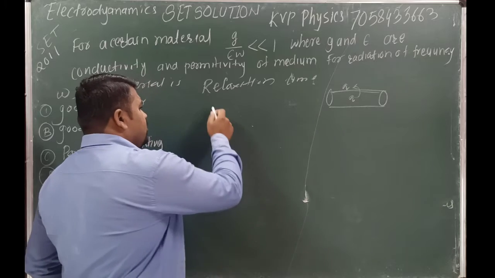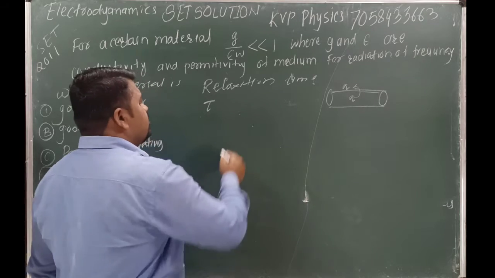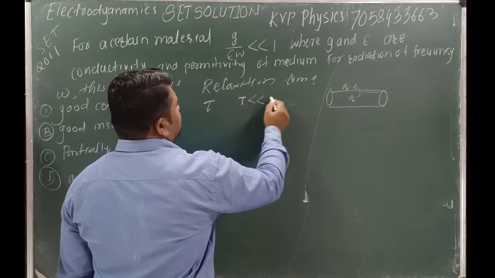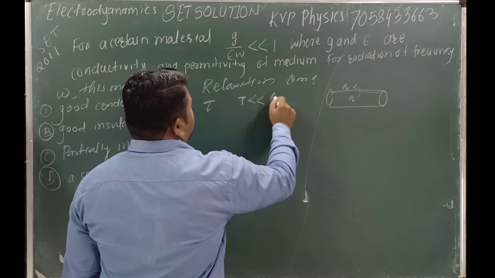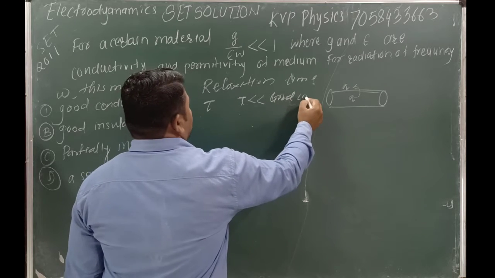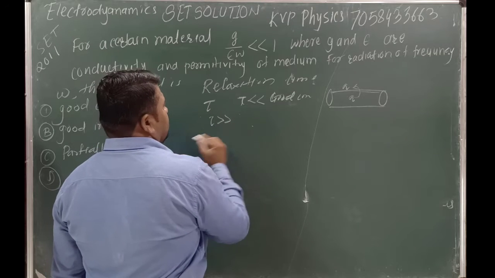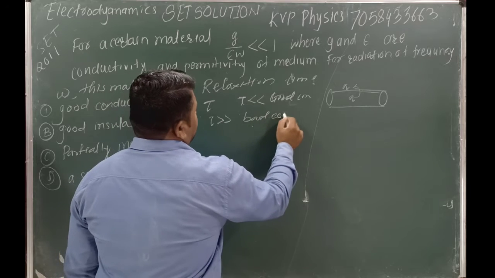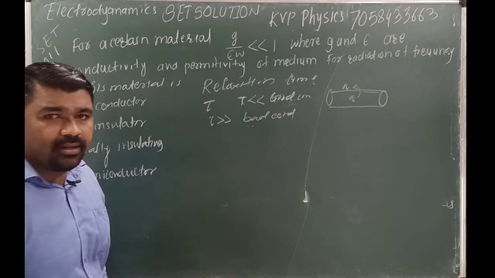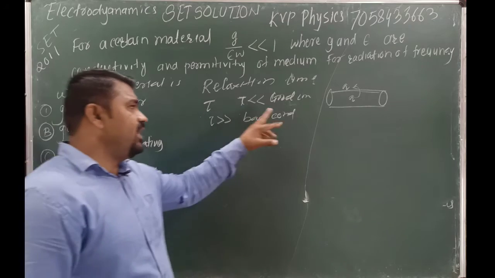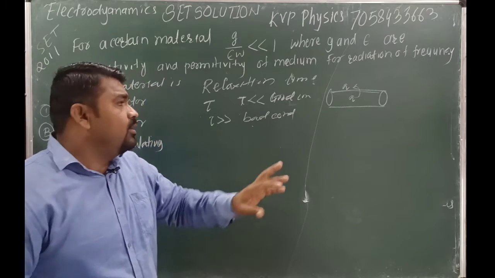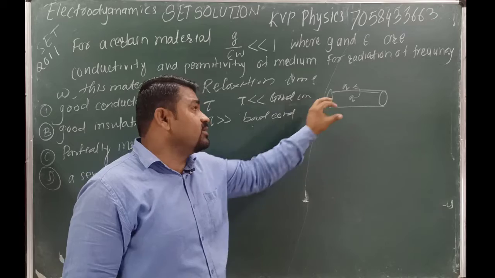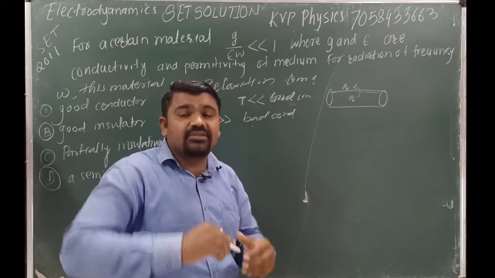This relaxation time is represented by tau. For a good conductor, tau is very, very less. For a bad conductor, tau is very, very greater. Got it? Tau is very, very less for a good conductor, meaning this relaxation time is very small and the static charge comes quickly to the surface. But in a bad conductor, much more time is required for the charge to come to the surface.